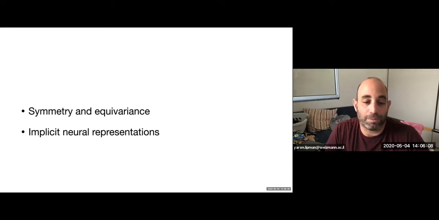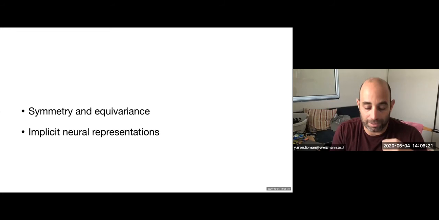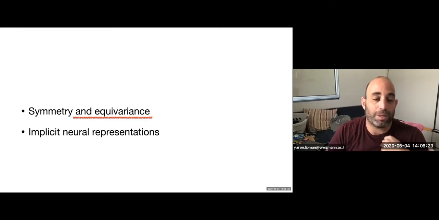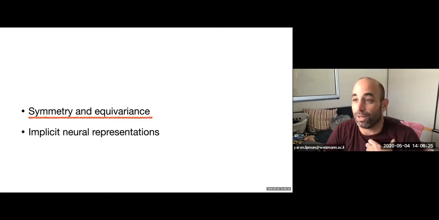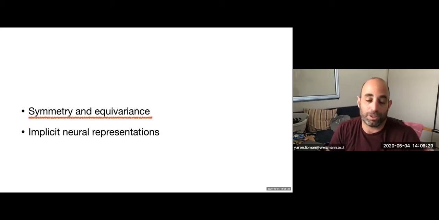And in the second part, I'm going to talk about a way to represent geometric data as zero-level sets of neural networks. So it's going to be an implicit representation where the implicit function is a neural network. But the first part of my talk is going to be about using symmetry and equivariance to define neural networks on irregular structures, in particular graphs. Graphs will be kind of the main issue.